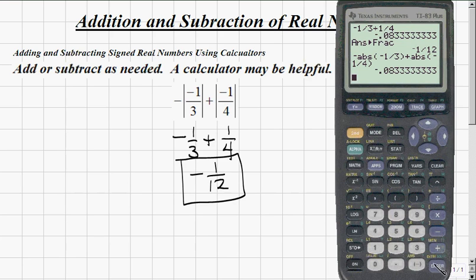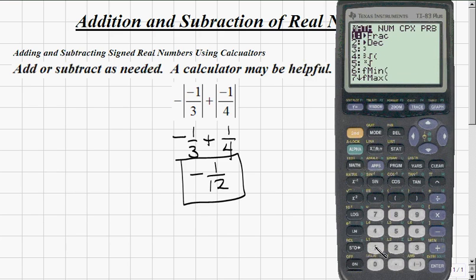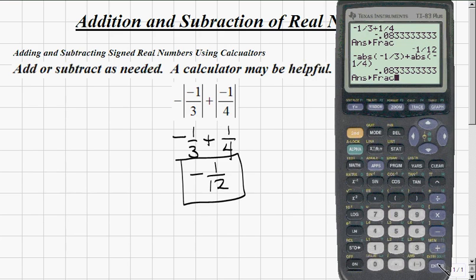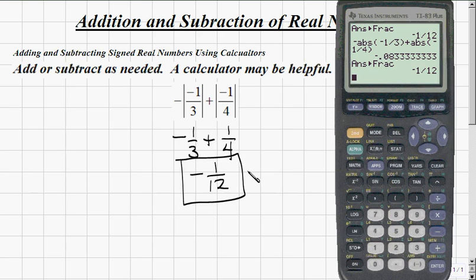Hitting enter, the calculator gives us the same decimal as the final result, and again if we hit Math and choose 1 to convert it back to a fraction, hitting enter, we get the final result that we had before, negative 1/12. So we can do this all at once. However, doing it in pieces, we can verify our work and make sure that it's entered and done correctly. Either way, our final answer is negative 1/12.